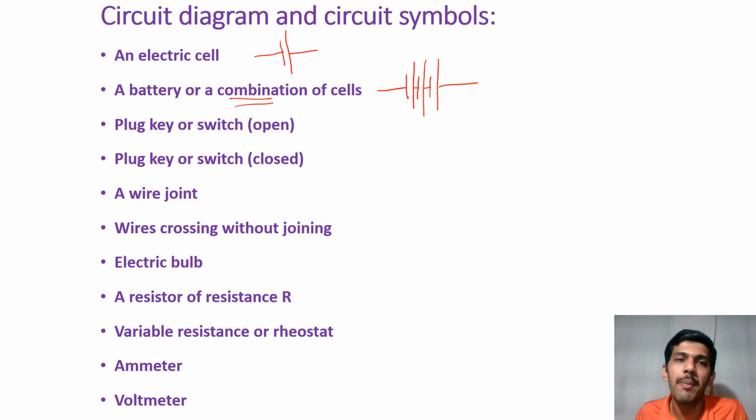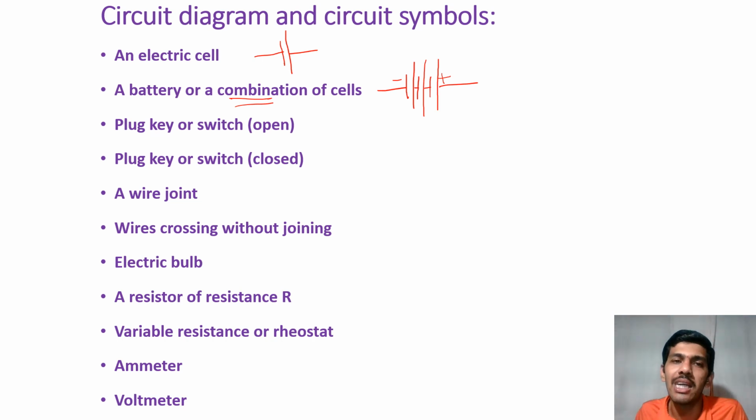How to represent a battery? It is a combination of cells like this. Here to here it is one cell, it is negative, here it is positive. So negative, positive, that we write like this. So it is the combination of many cells, negative and positive.